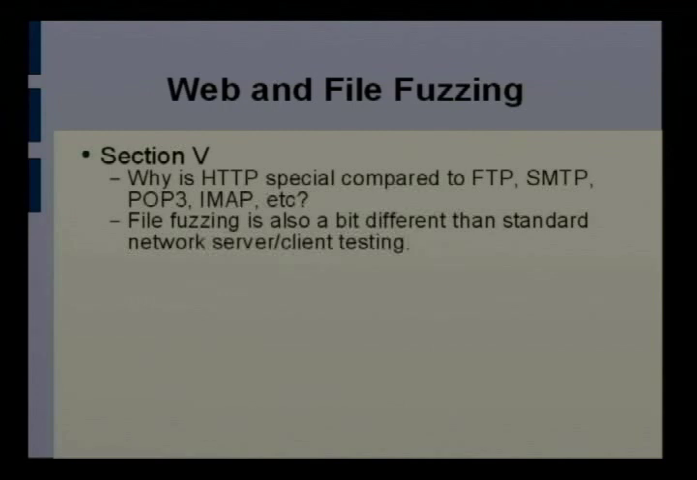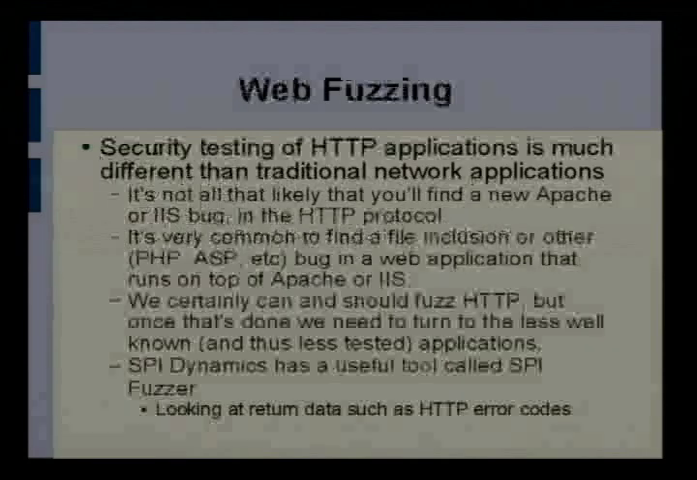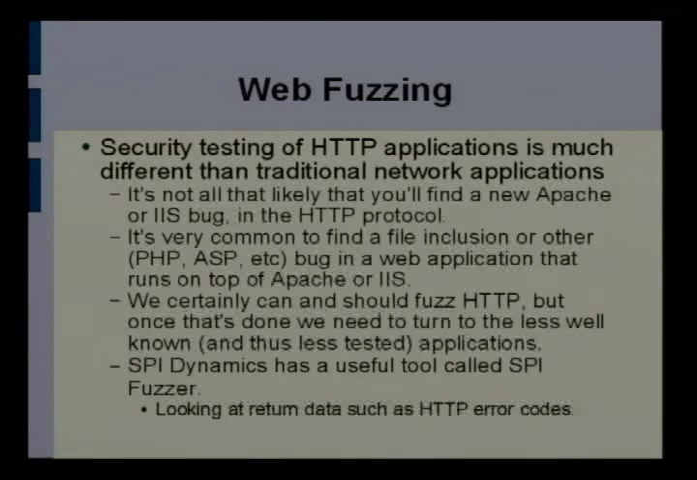So briefly, web and file fuzzing. We'll talk just real quick. How is web fuzzing different than, say, fuzzing a standard C-type daemon? Well, basically, it's just this. If you're fuzzing an HTTP server because you want to find a 0day in Apache or IIS, well, good. I'm glad that you're looking at that, and good luck to you.